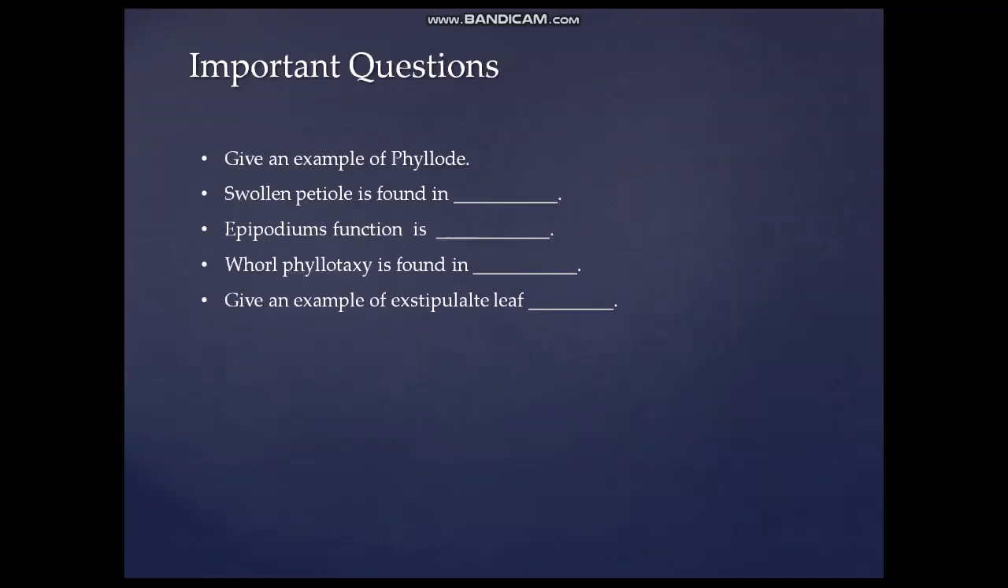After that, now let us start important questions regarding it. Give an example of phyllode. Yes, so very important. It's of Australian acacia. Second one, swollen petiole is found in. Yes, it is known as pulvinus and it is found in legumes.